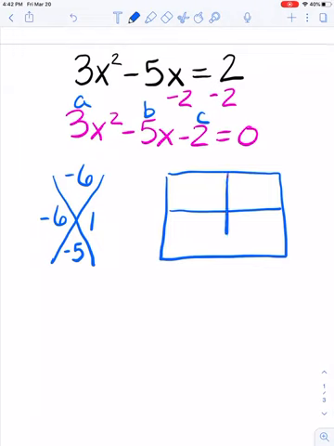Now I get to make my box. First term in the first box, so I get 3x squared. Last term in the last box, that's the last term once I've set it equal to 0, so it's going to be a negative 2. The two terms for my x, negative 6x and 1x.